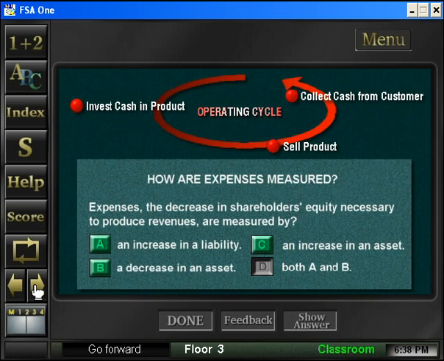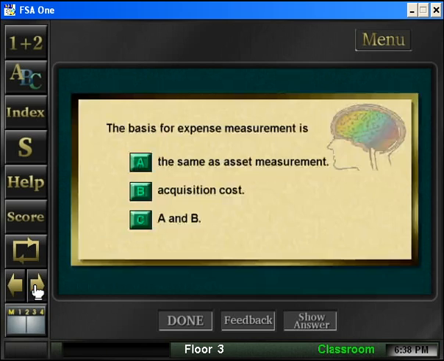Right answer. Expenses may be measured by increases in liabilities and decreases in assets. Expenses are expired assets, that is, assets used up in the pursuit of revenues. This would seem to imply that the basis for expense measurement is... Right answer. Expenses are measured by the value of the assets given up or to be paid out in the future.